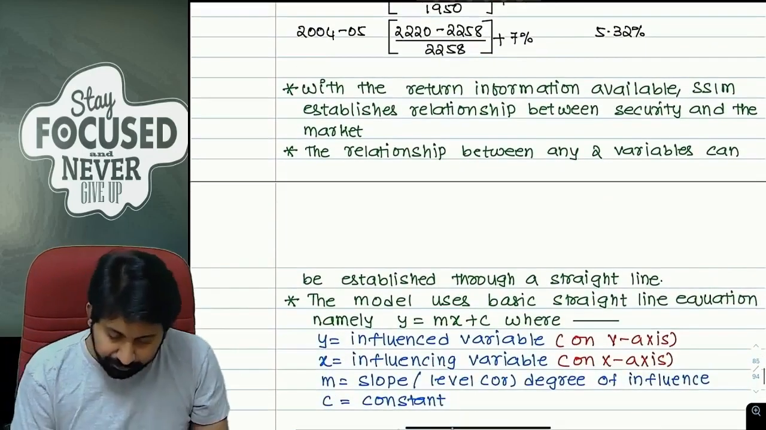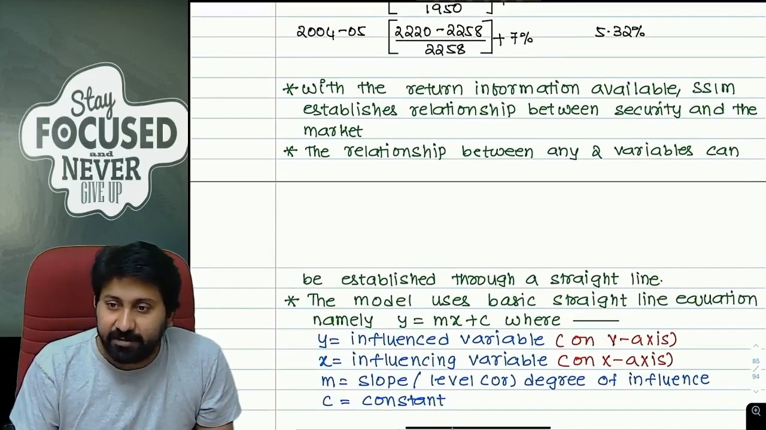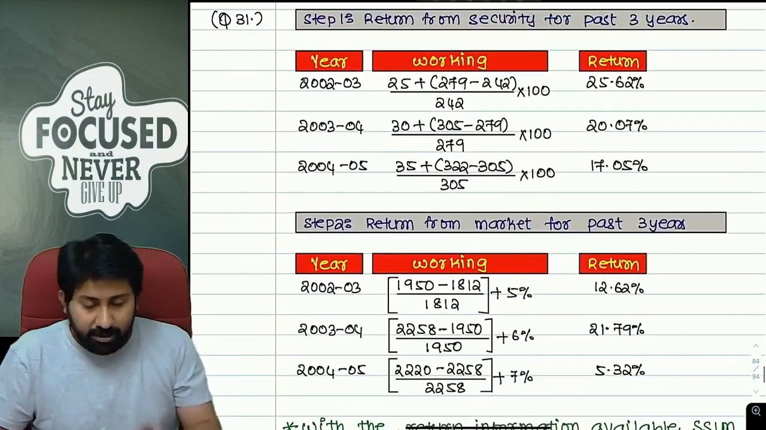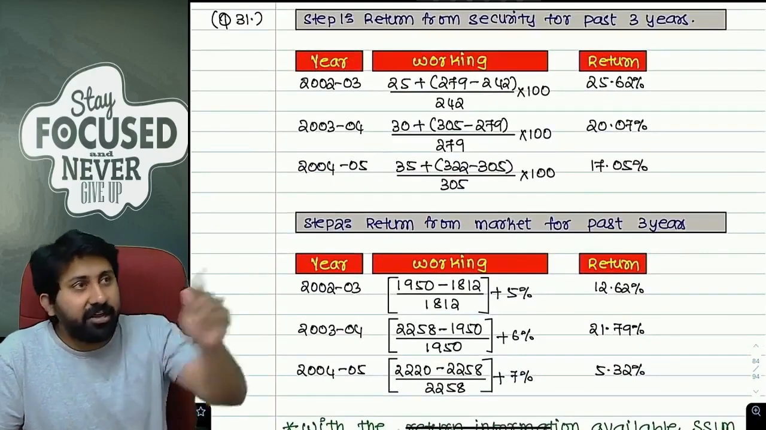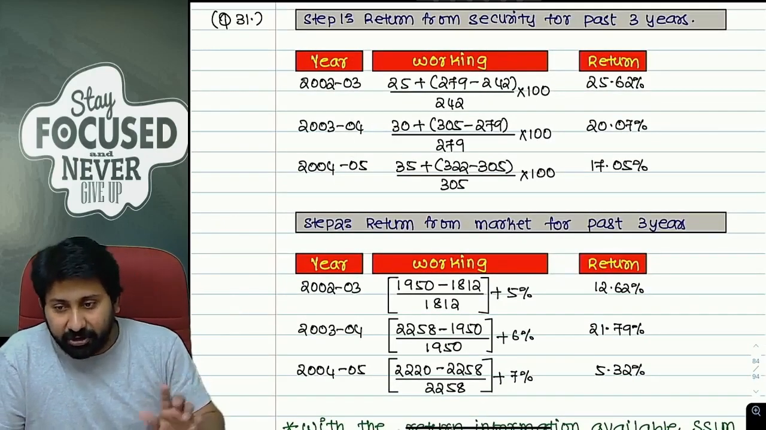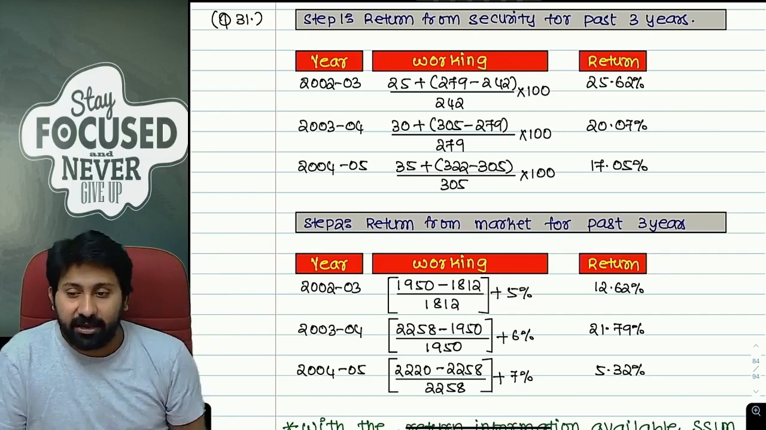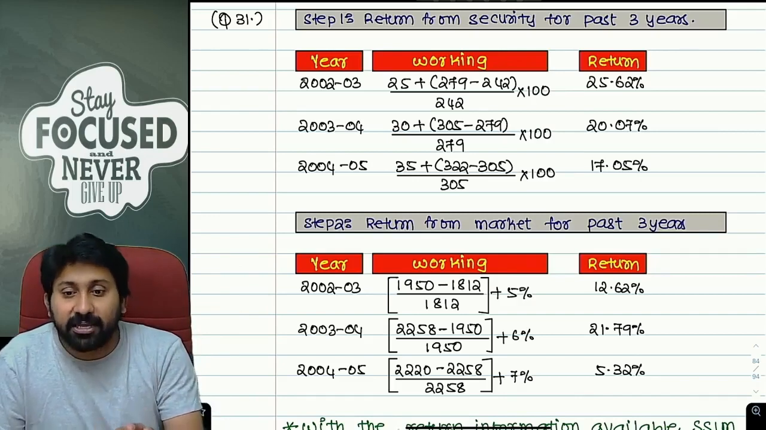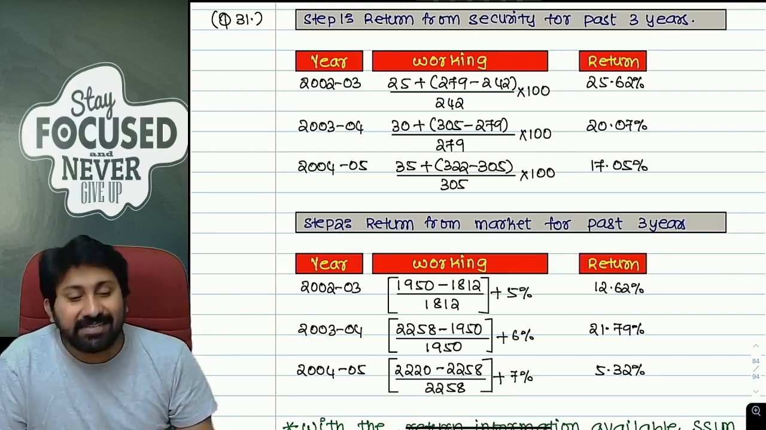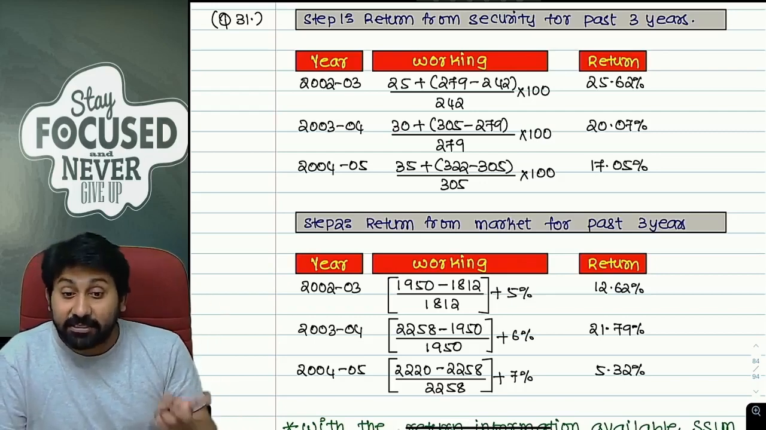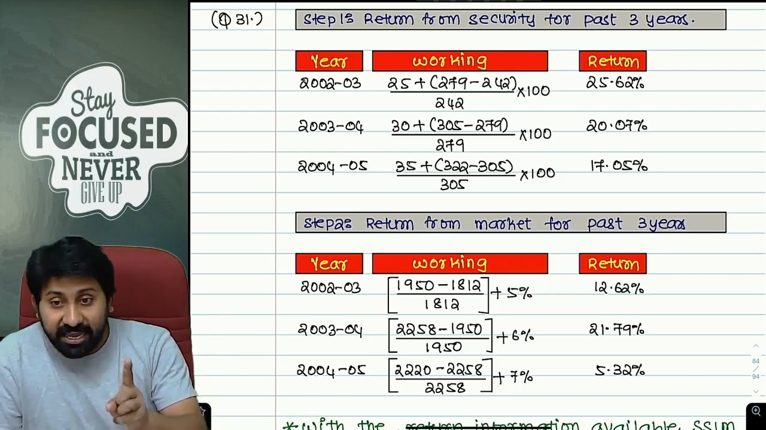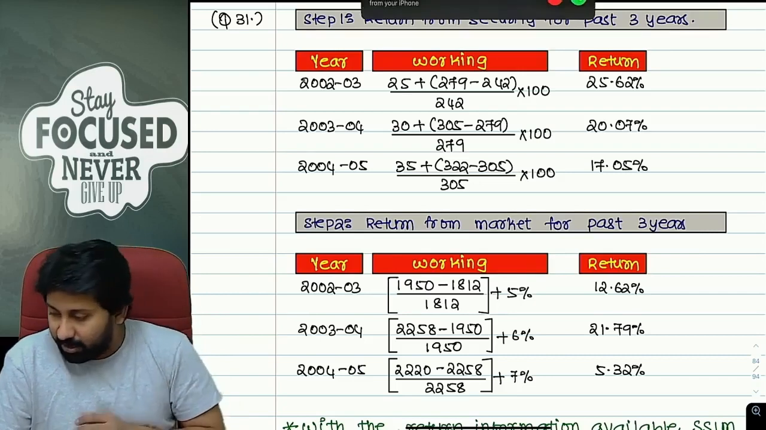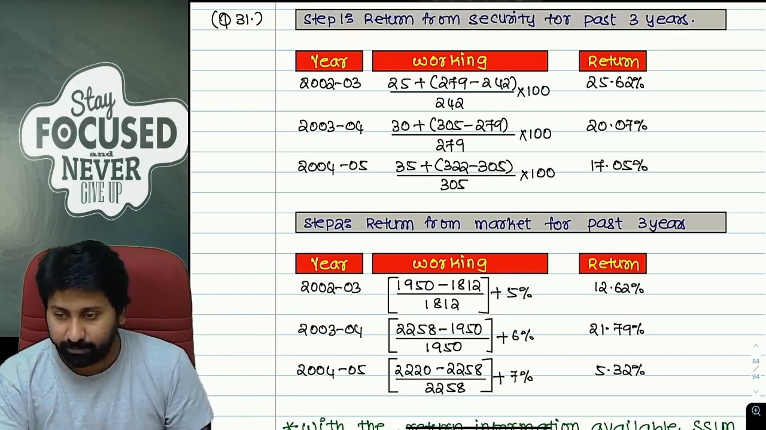Let us see. With the available information, we establish a relationship between security and the market. Market influences security, or security influences market? Market influences security. Influencer is the market, influenced is the security. Always remember, on a graph, influencer should be on the x-axis, influenced on the y-axis. That's why in the formula he will use sigma xy. X means market, y means security. If you interchange, gone. Don't mug up the formula, go by the logic of the formula. Okay, now let's continue.